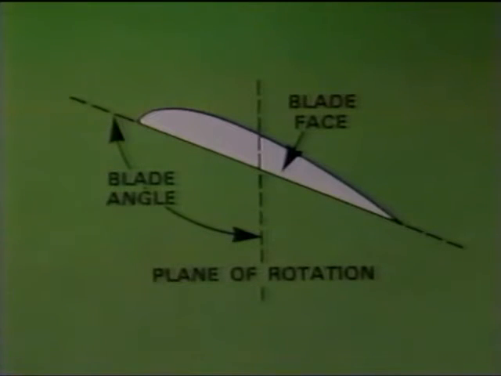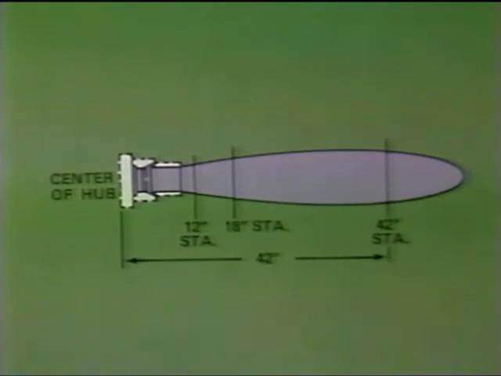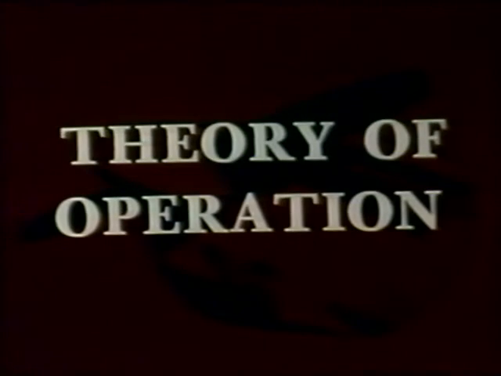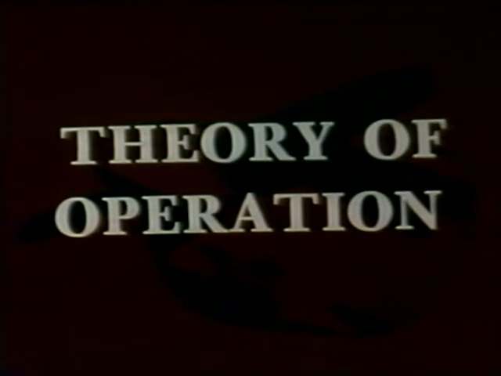A term that will be used frequently is blade angle. This is the angle between the propeller plane of rotation and the chord line of the propeller airfoil section. Distance along the propeller blade is expressed in stations, measured in inches from the center of the propeller hub. Because a propeller blade is a rotating airfoil, it produces lift by aerodynamic action. The amount of lift produced depends on the airfoil shape, RPM, and angle of attack.